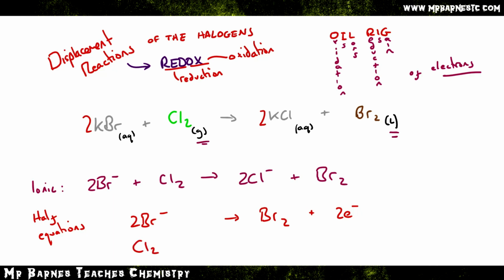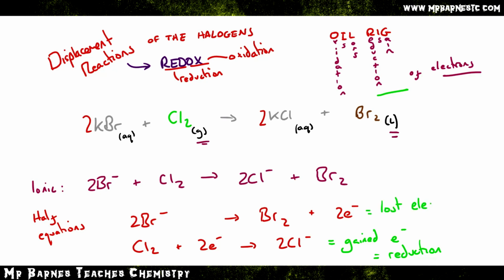Chlorine is Cl2, and what I'm going to be doing is adding electrons onto both of the chlorine atoms to turn them into ions. So it's going to end up 2Cl-, therefore I'm adding 2 electrons on, and therefore it is gaining electrons. If it's gaining electrons, if we look back at the acronym, it is reduction. And therefore bromine, which has lost electrons, has been oxidized.